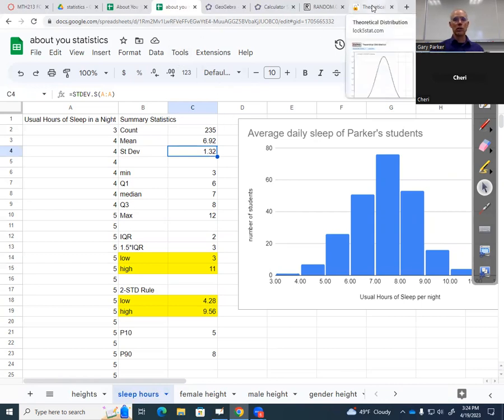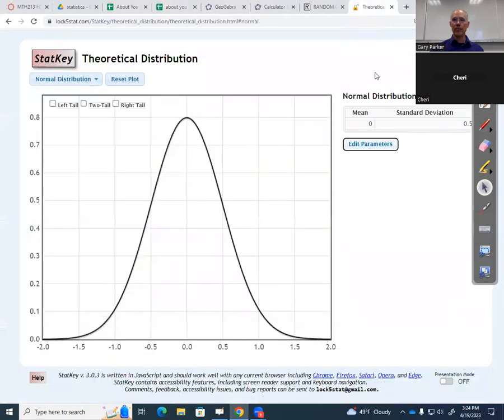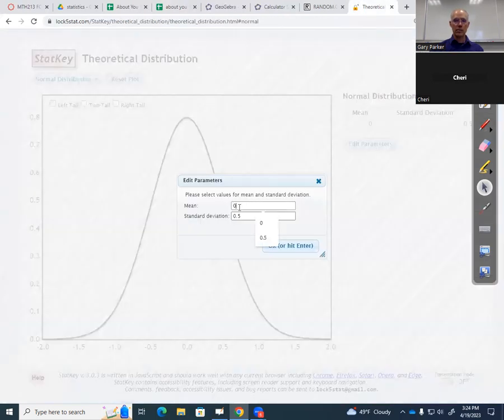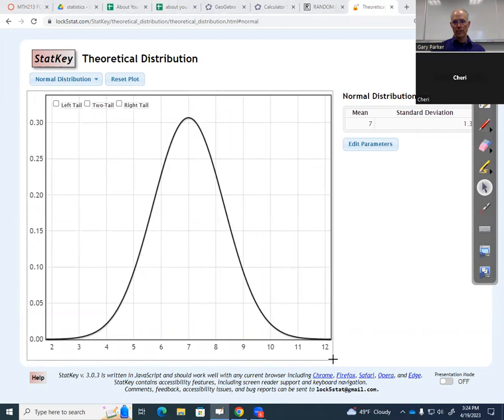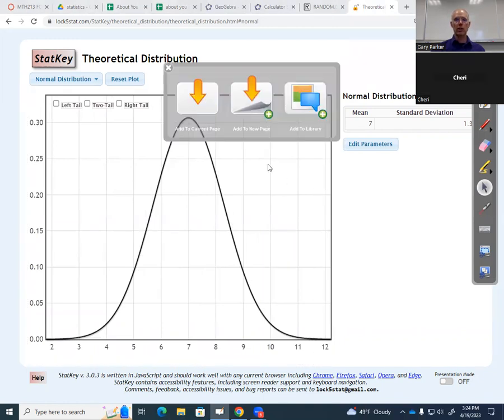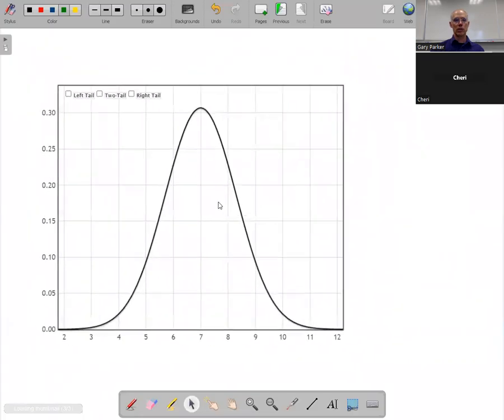Just going to go over to Desmos to play with that. We'll set the mean to be about 7, the standard deviation to be 1.3. And then I just want to play around with the raw. Steal this into my whiteboard. Check back here to do some calculations. So add to page, please.